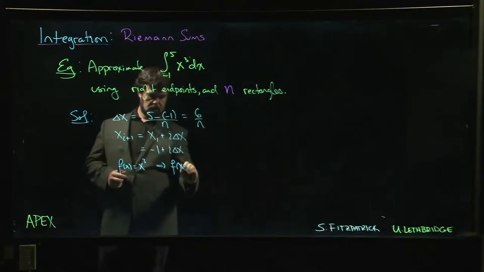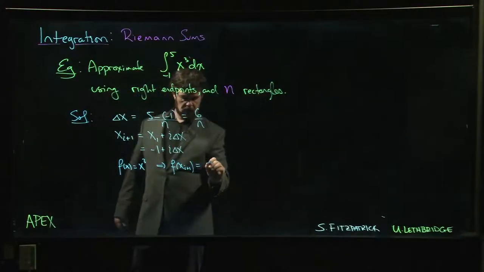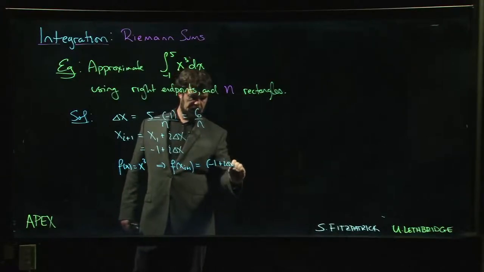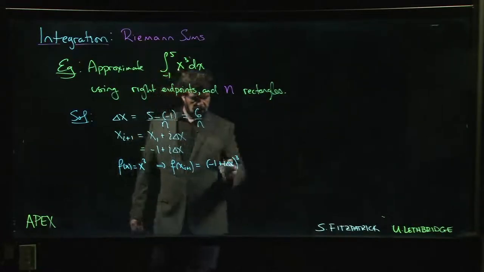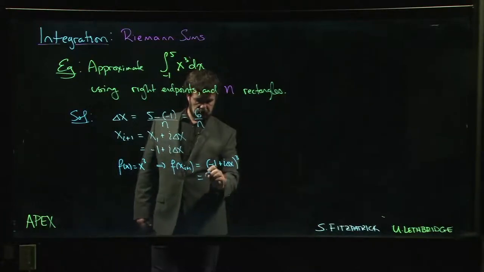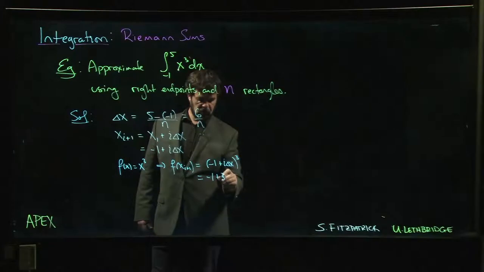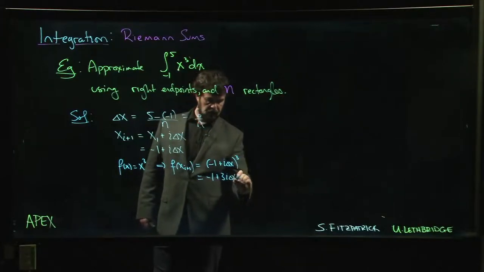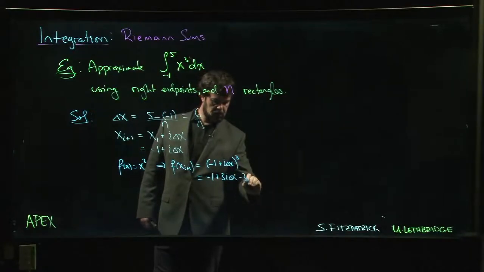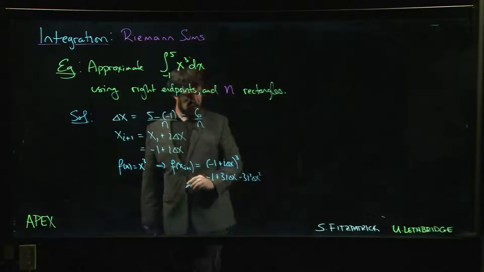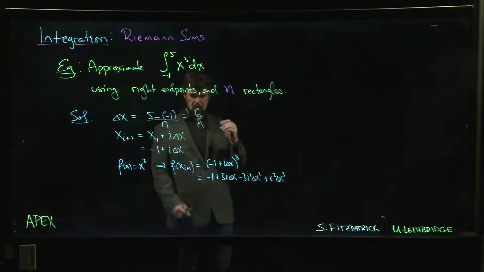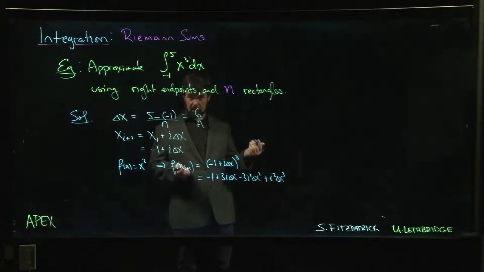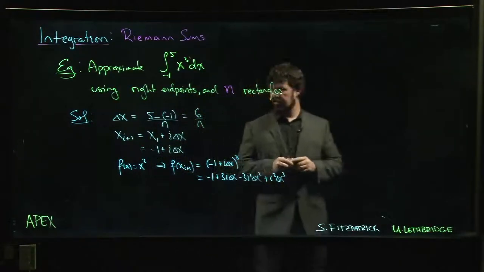So f of x_{i+1} is minus 1 plus i times delta x, and we got to cube the whole thing, right? We're cubing a binomial. Got to be careful about that. If you remember your binomial theorem, you might be able to just write this all out in one go. So minus 1 cubed is minus 1, plus 3 times minus 1 squared, which is plus 1, times i times delta x, plus 3 times minus 1, so it's minus 3 times i squared delta x squared, and then finally i cubed delta x cubed. All right, it's going to be a good opportunity for us to remember all of our summation formulas, right? So there's our f of x_{i+1}.